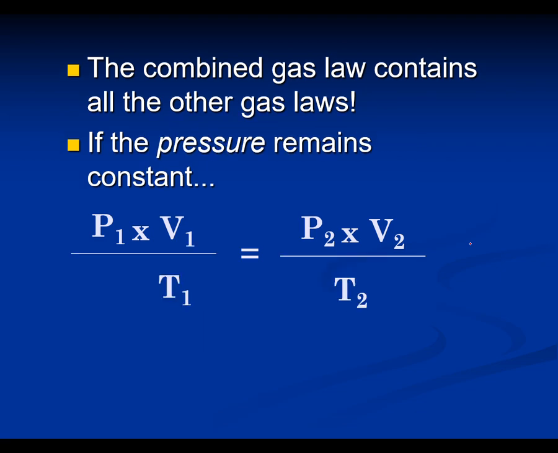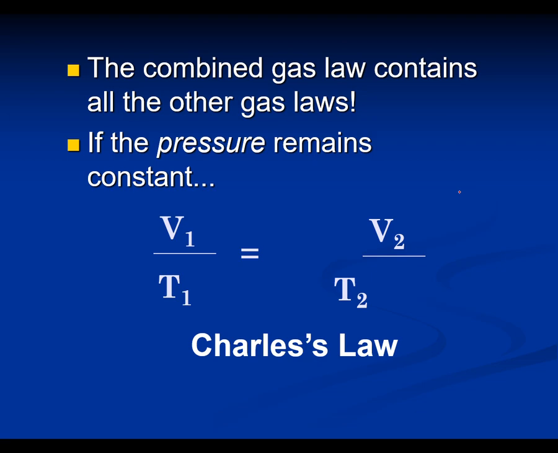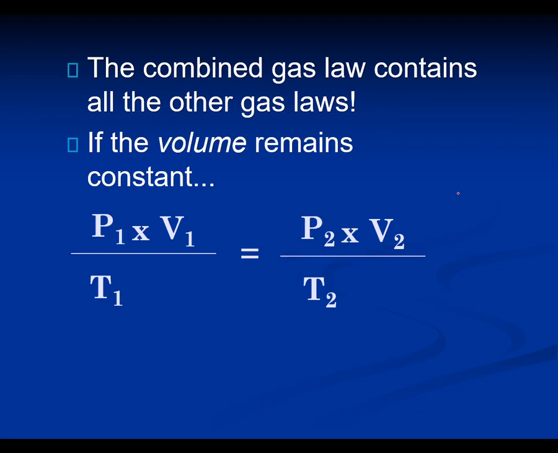So PV over T. Ones on the left, final conditions on the right. So if the pressure remains constant, I wonder what we're going to get rid of. Of course, the pressure, guys. And who went to Virginia Tech? Oh, our friend Charles. Charles's law. And in the combined gas law, if the volume remains constant, you're going to get Gay-Lussac's law.